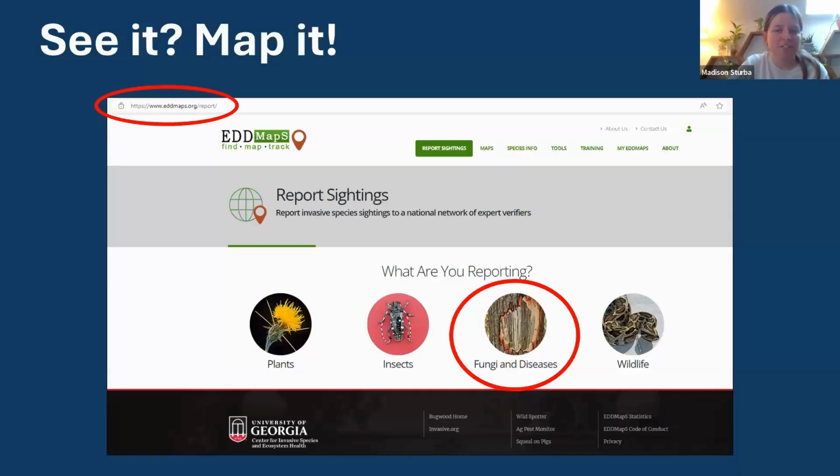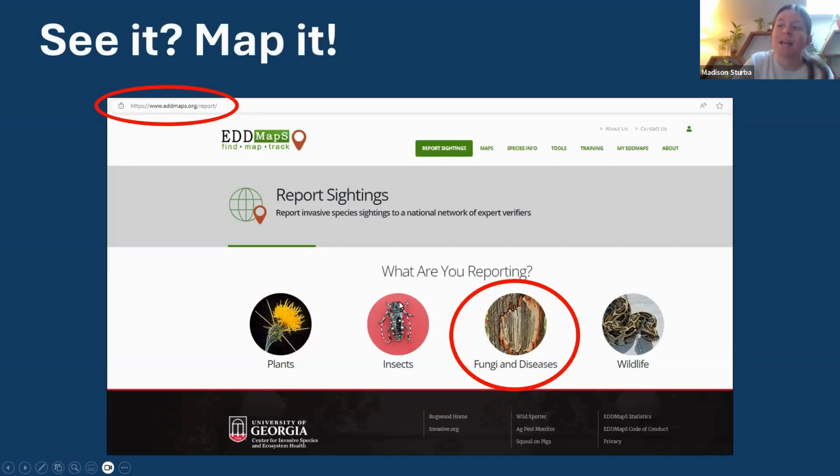So if you see something suspicious, you'll pull up EDMAPS on your computer by going to edmaps.org, or even better, you'll just open up the app on your phone. There's a few different things you can look at in EDMAPS. You'll see along the top here. But if you have an invasive species observation, you'll click on Report Sightings.